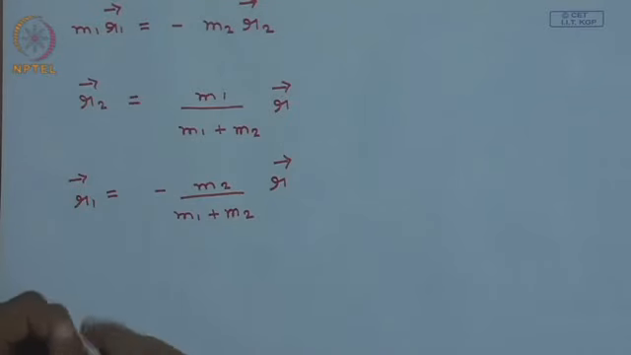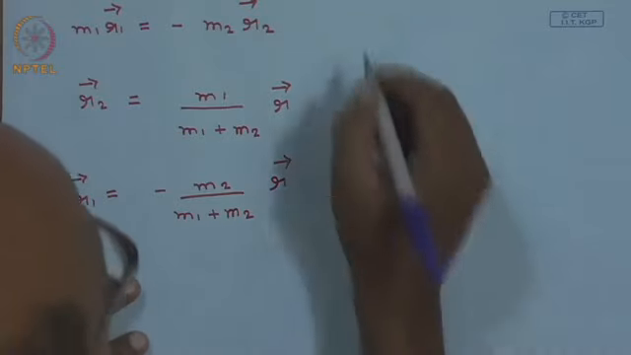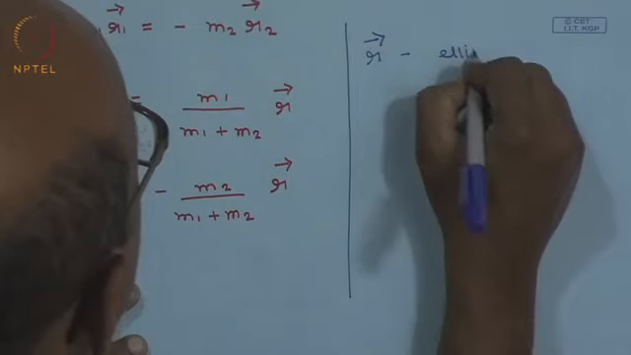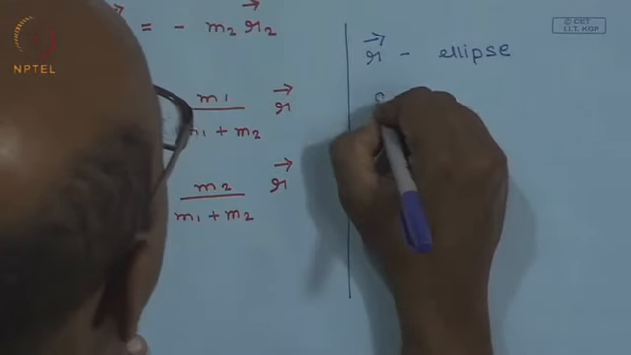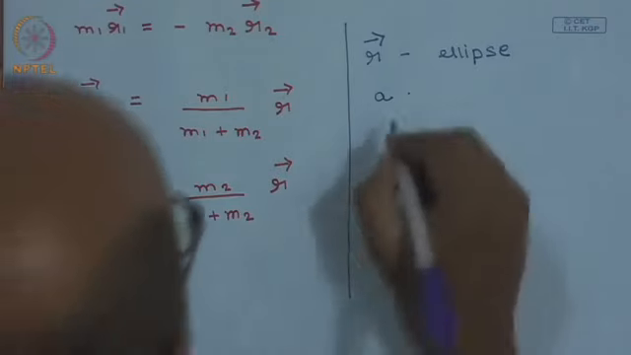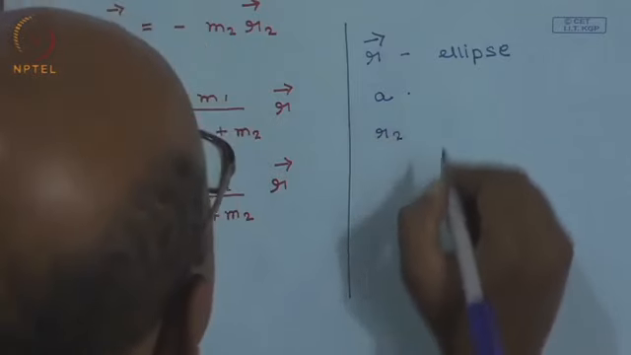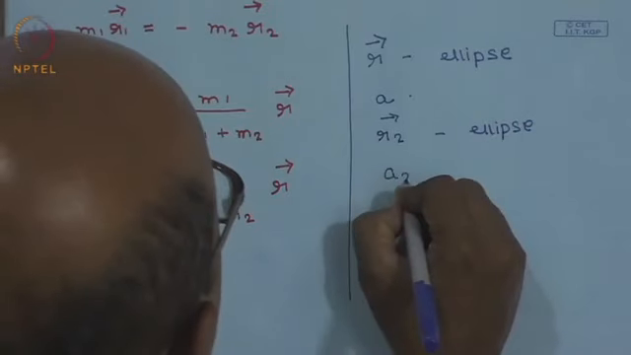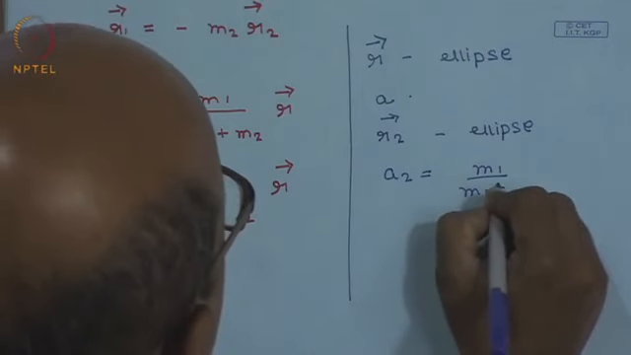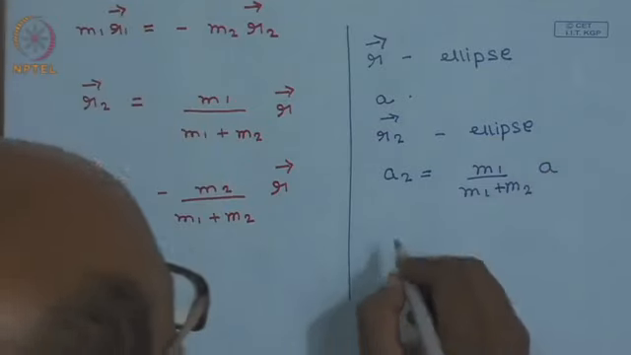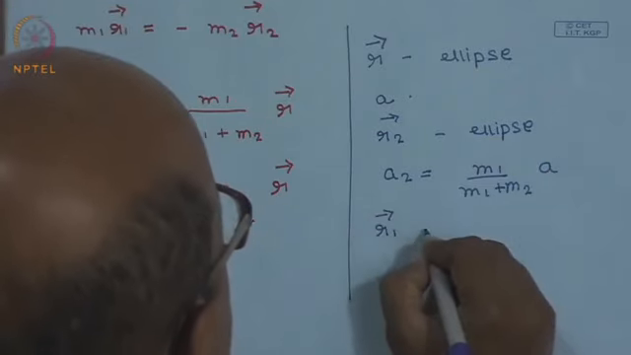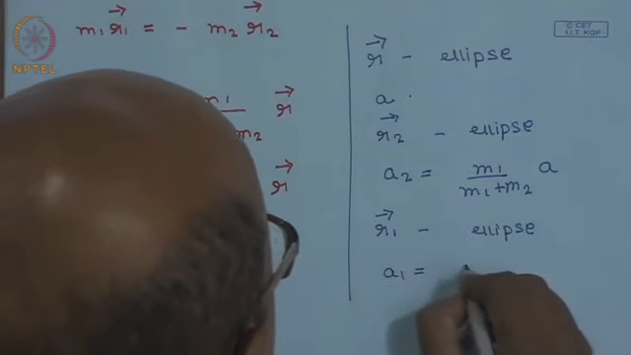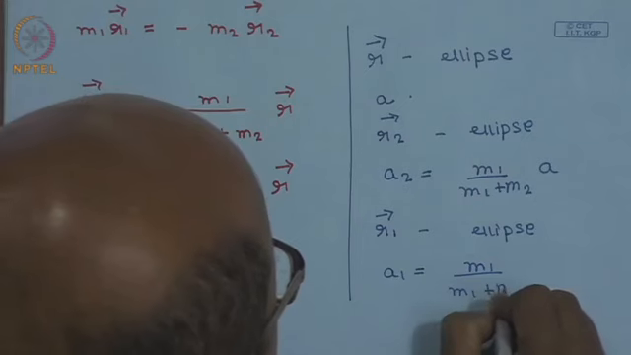Okay. And let me remind you that we have seen that the vector R sweeps out an ellipse with semi major axis, let us say A, then R2 will also sweep out an ellipse whose semi major axis is A2, which will be M1 by M1 plus M2 into A, and R1, the vector R1 will also sweep out an ellipse, and this will have A1 equal to M2 by M1 plus M2 into A.